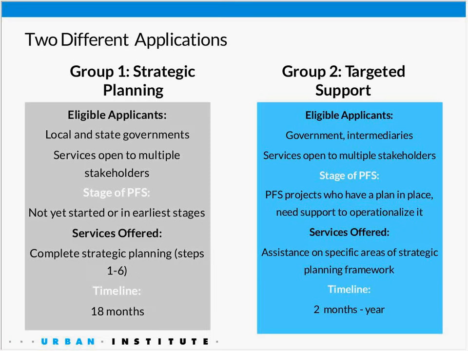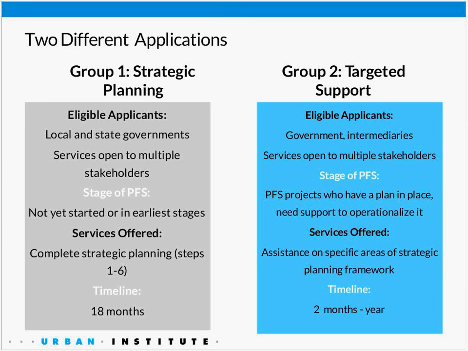So a few more specific things just about the process that I want to go over, and then I want to get into questions. One of the questions that we've already gotten most frequently is this: you saw that there were 2 different application types. There's group 1, which is strategic planning, TTA, and TTA is training and technical assistance, and targeted support, which is group 2. So we wanted to offer 2 different types of applications because we want to get involved with pay for success projects at different stages and that may have different needs.